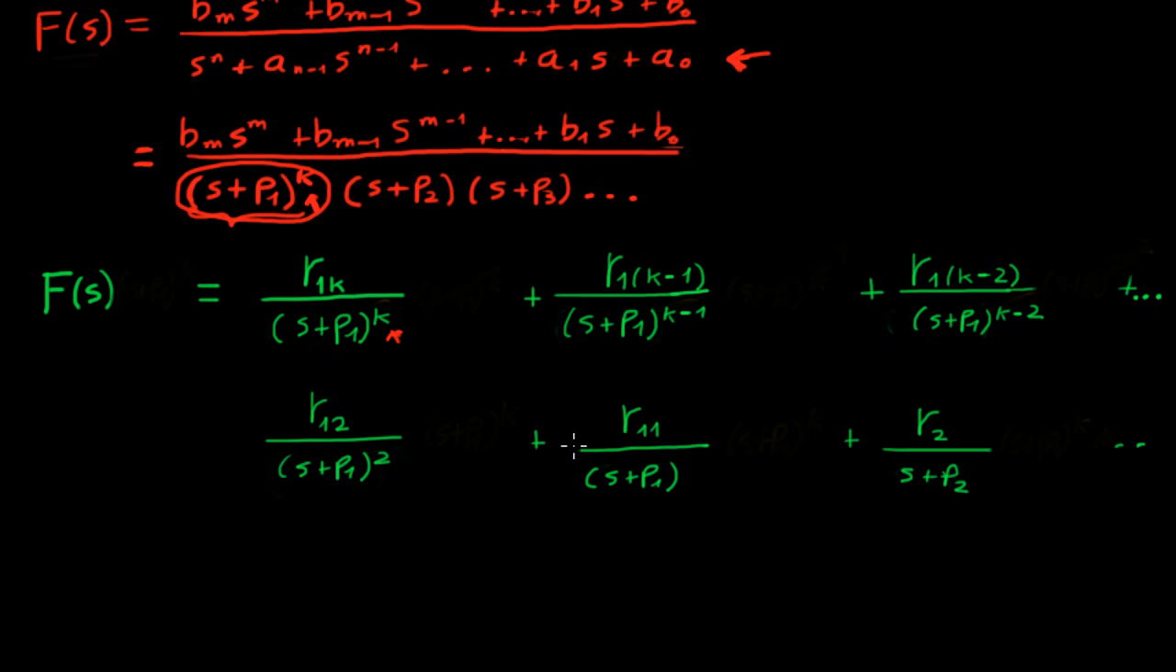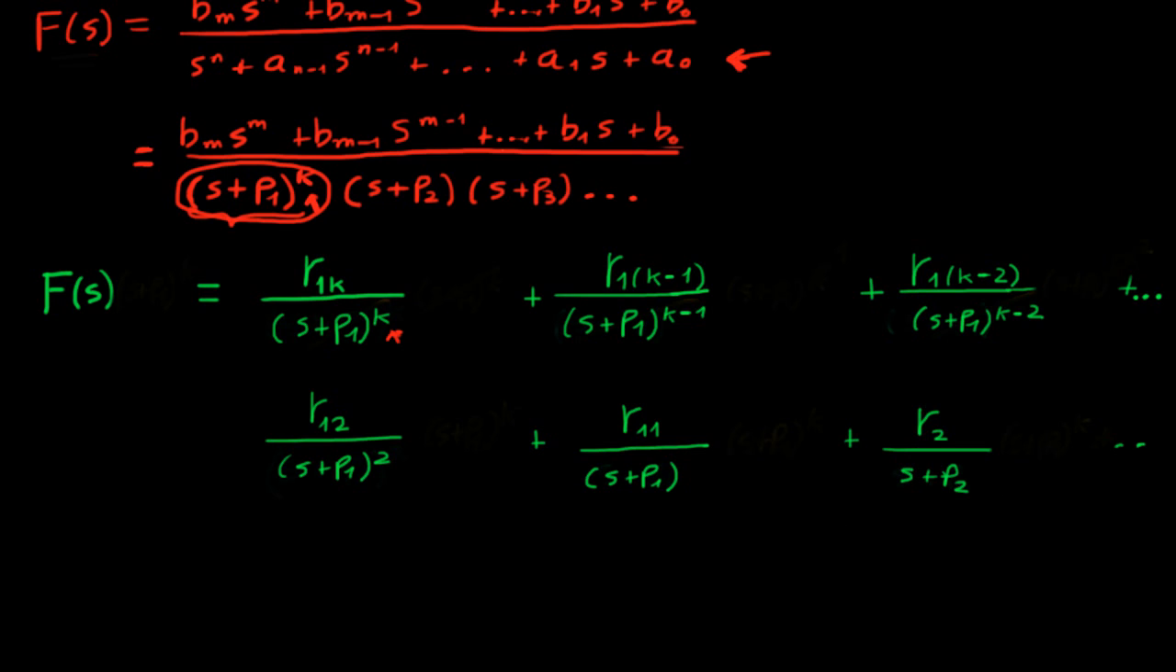So we have to continue with this pattern until we reach r12 divided by s plus p1 squared, and the final factor r11 over s plus p1. And then the simple roots come, each one with their associated residue. Here we have r2 over s plus p2.